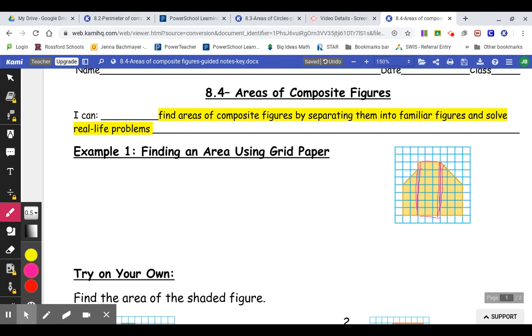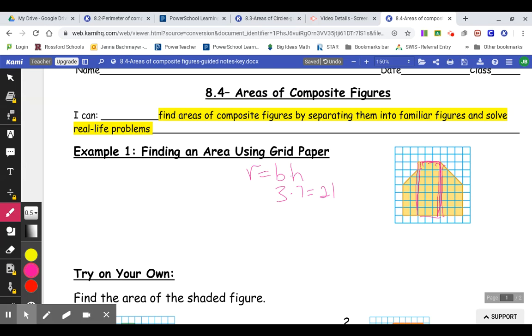So I know how to find the area of a rectangle. A rectangle is just base times height. And in this case, I would use 3 by 7. So I'm going to do 3 times 7, which equals 21.